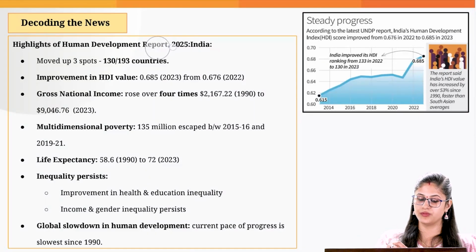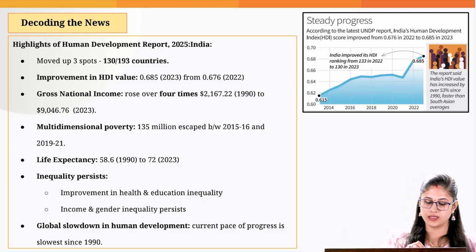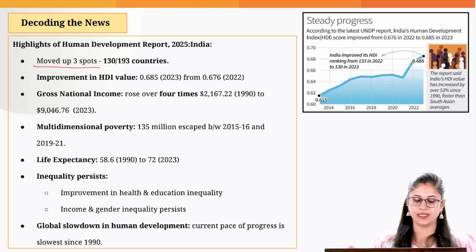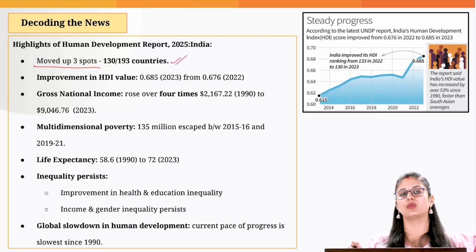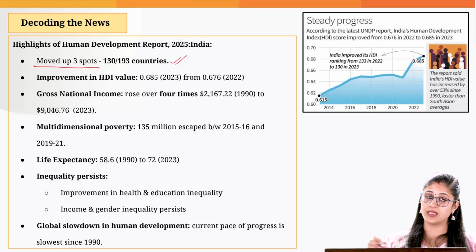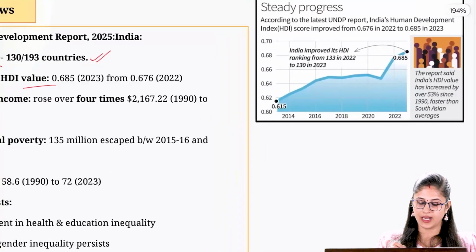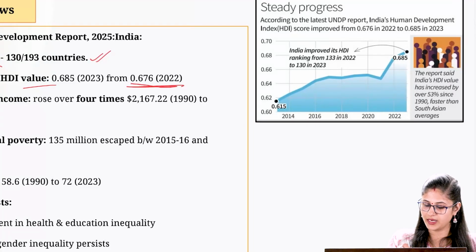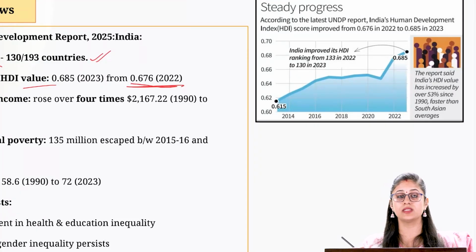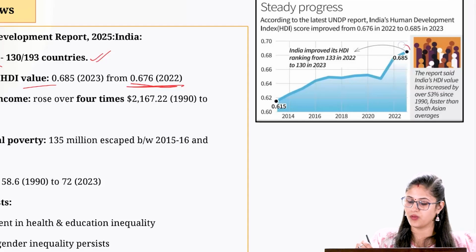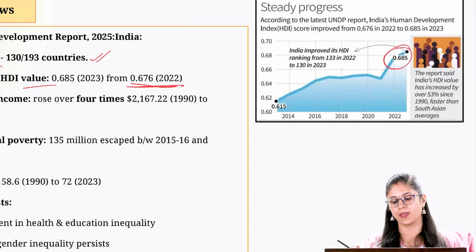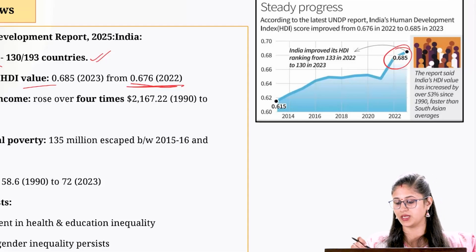So India has improved its ranking. It has moved 3 spots. Currently, its ranking is 130 out of 193 countries, and there's an improvement in HDI value also, as you can see from this graph, that previously we were at 0.676 in 2022, and now we are at 0.685. So there is an improvement in human development when it comes to India.